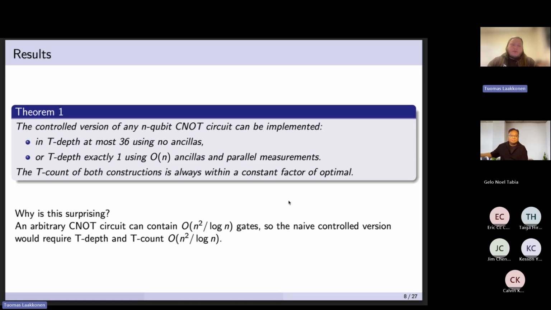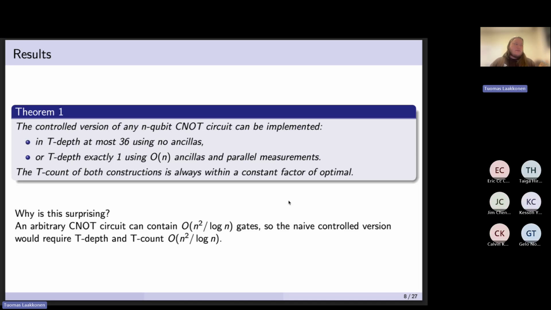And this might be somewhat surprising because if you have an arbitrary CNOT circuit with just as many CNOT gates as you like, it's known that you can always rewrite this into a normal form, which has at most O of n squared gates. And so if I was going to do the naive thing of controlling every gate, this would give you a T depth of O of n squared over log n. And yeah, we can do much better than that, all the way down to a constant.